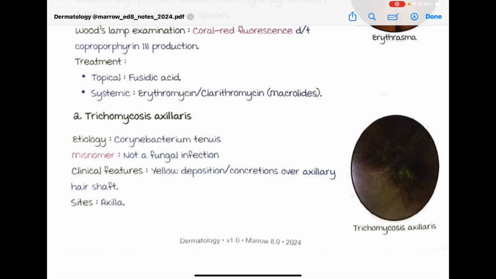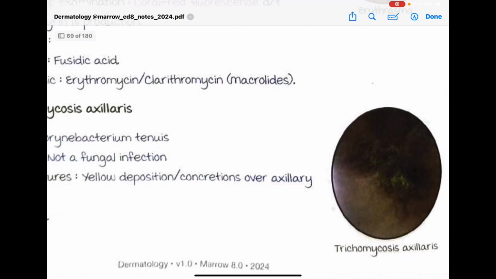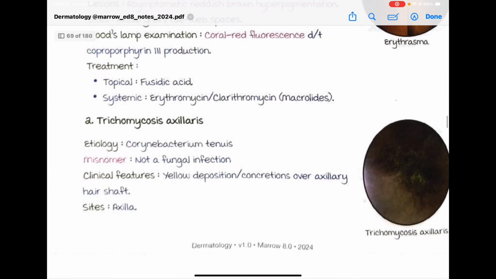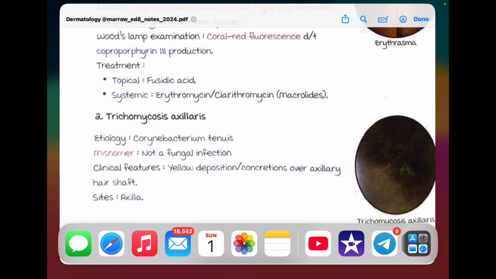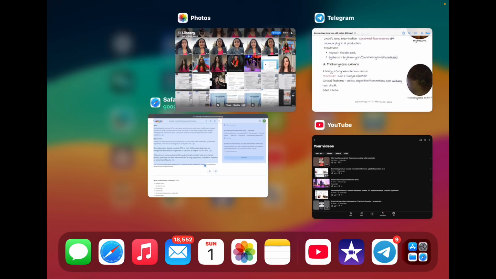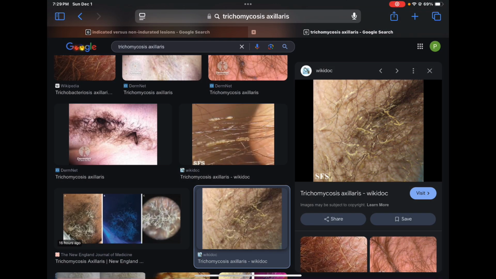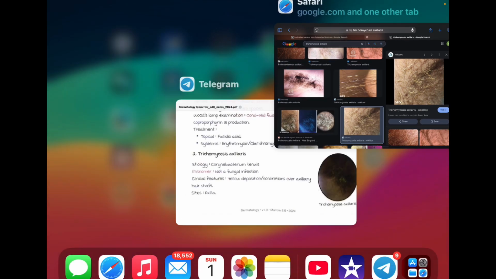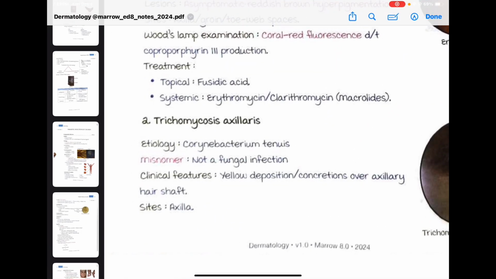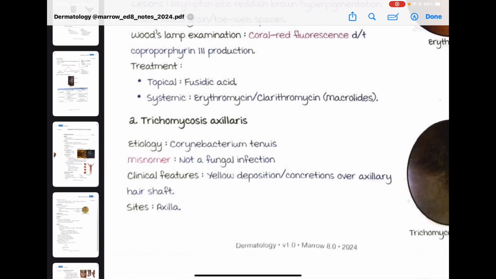Trichomycosis axillaris. Etiology: Corynebacterium tenuis. Misnomer: not a fungal infection. Clinical feature: yellow deposition, concretions over axillary hair shaft. Sites: axilla. This picture is not very clear. So it says mycosis, but it is actually a bacterial infection, and the bacteria is Corynebacterium tenuis.